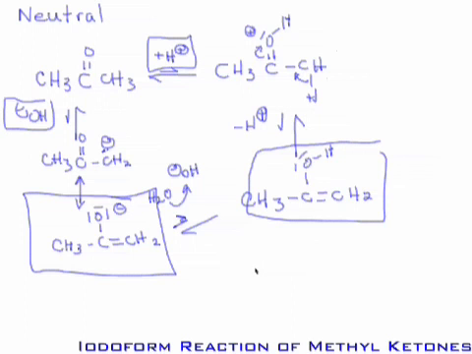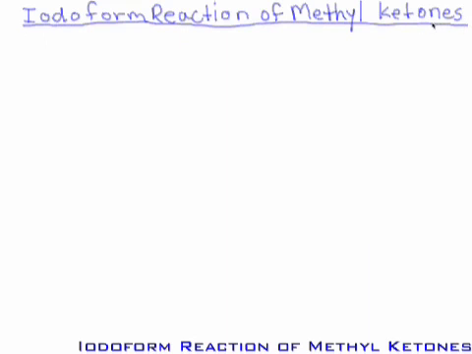All right. But there is a consequence to alpha-halogenation under basic conditions that we really need to look at in more detail. And that is the ability under basic conditions for the halogenation to speed up and add more alpha halogens, and the effect that has on molecules that are methyl ketones. And so what we want to do is look at what is called the iodoform reaction of methyl ketones.